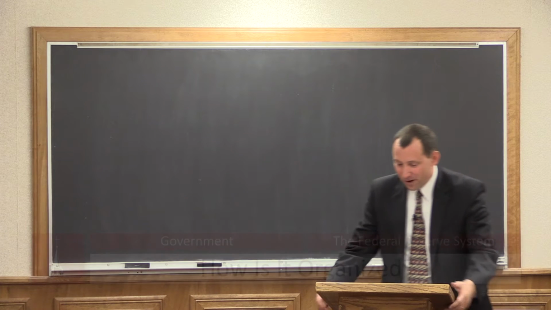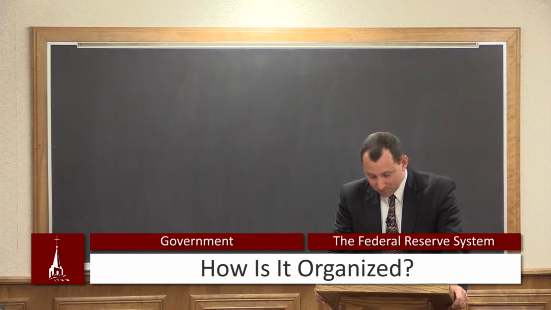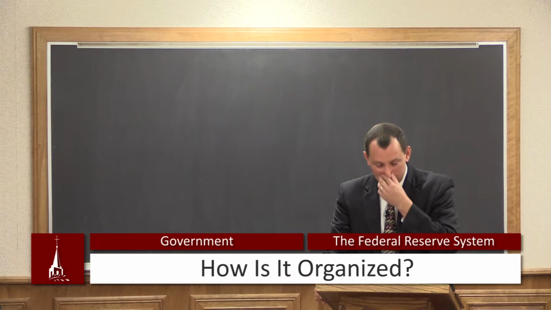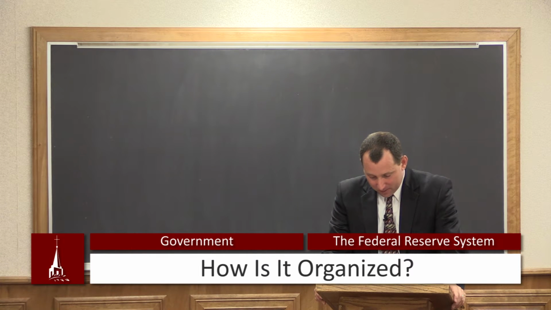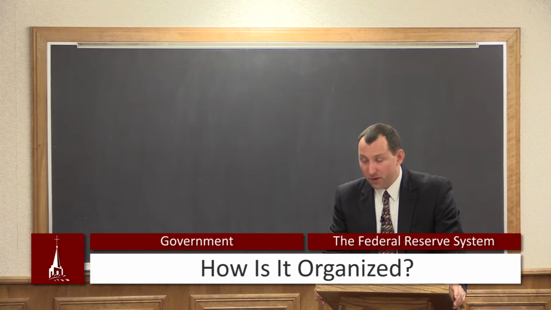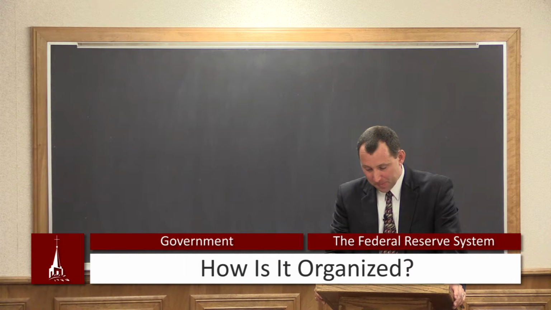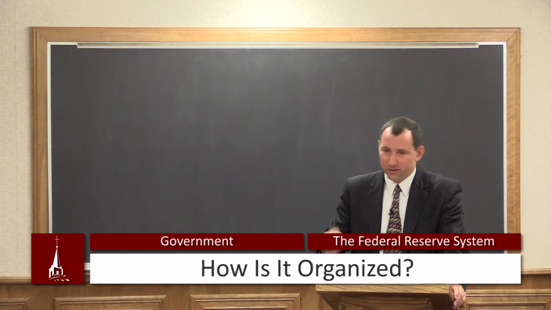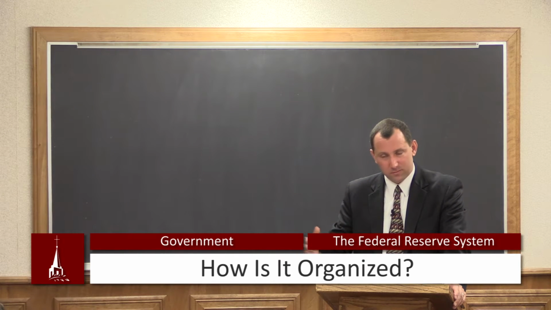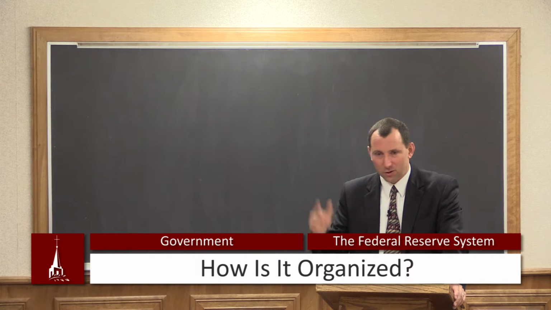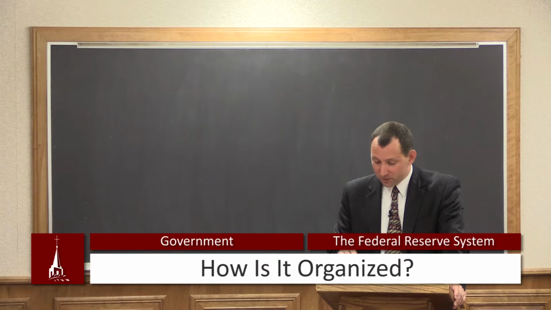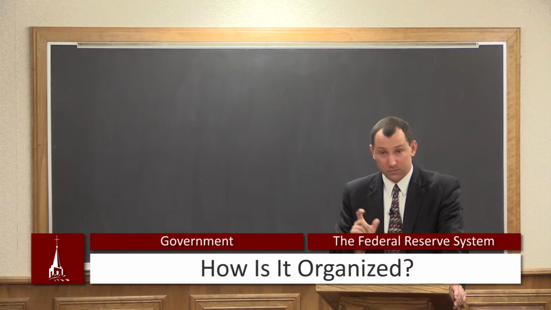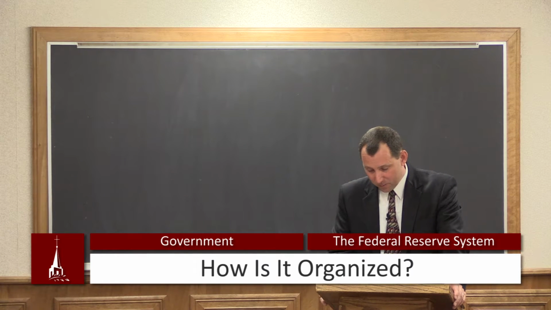Second thing is a little bit of how it's organized. How is it organized? Here I've got three pieces of it to mention. The first is the Board of Governors. Most of the time, if you hear that the Fed raised interest rates, or the Fed started processing open market transactions, or something like that, it's referring to this particular piece of the Federal Reserve System, the board.